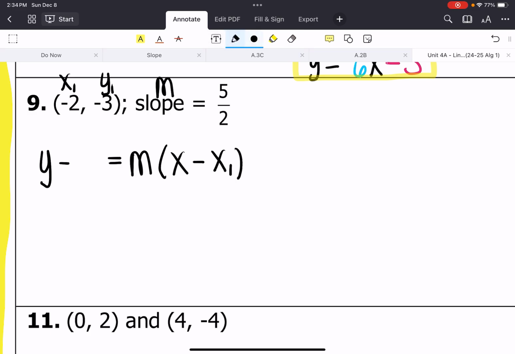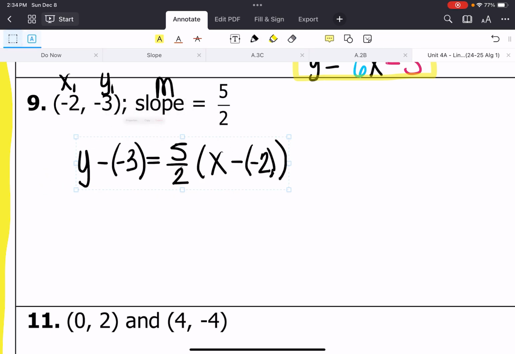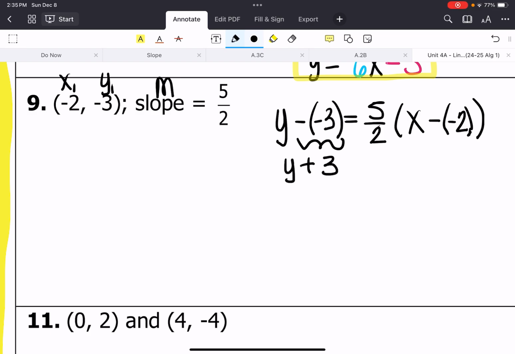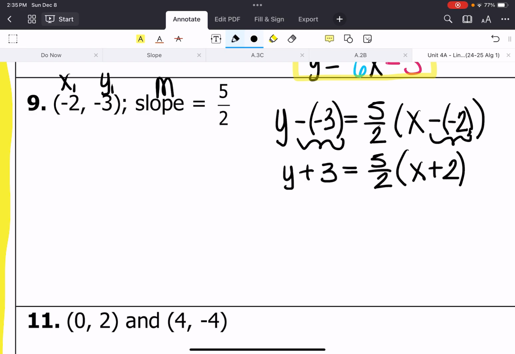Therefore, I'm just going to replace y1 with negative 3. I'm going to replace m with 5/2. And I'm going to replace x1 with negative 2. Now, before I distribute and isolate, I'm going to have to simplify because notice you have that double negative. And a double negative turns it into a positive. On the right-hand side, same thing. Double negative turns it into a positive.